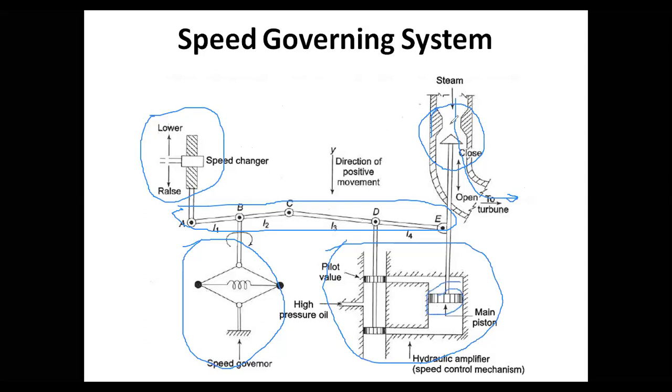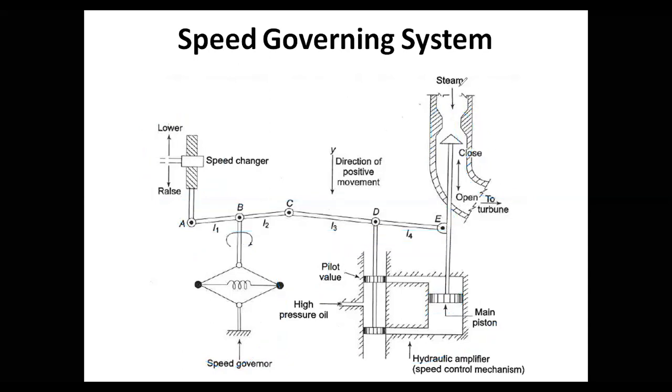When this opening is less, a small amount of steam will flow to the turbine and the turbine will rotate slower. But when this opening becomes larger, more steam will flow to the turbine and the turbine will rotate faster. So it is according to our requirement.